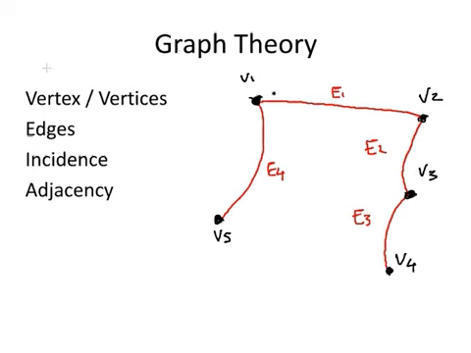An edge is one of these lines that connects two vertices, and here they're depicted in red lines. For example, E1 is an edge. Incidence describes the fact that an edge and a vertex are connected to each other. For example, V1 is connected by E1. So in this particular case, we would say that V1 and E1 are incident.